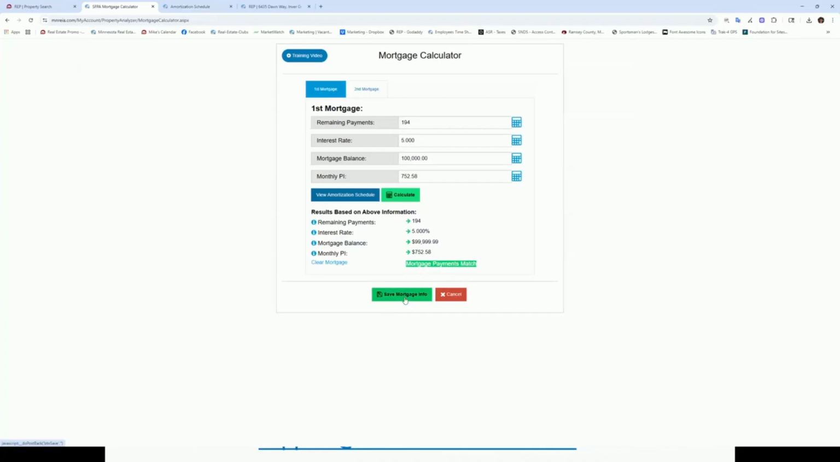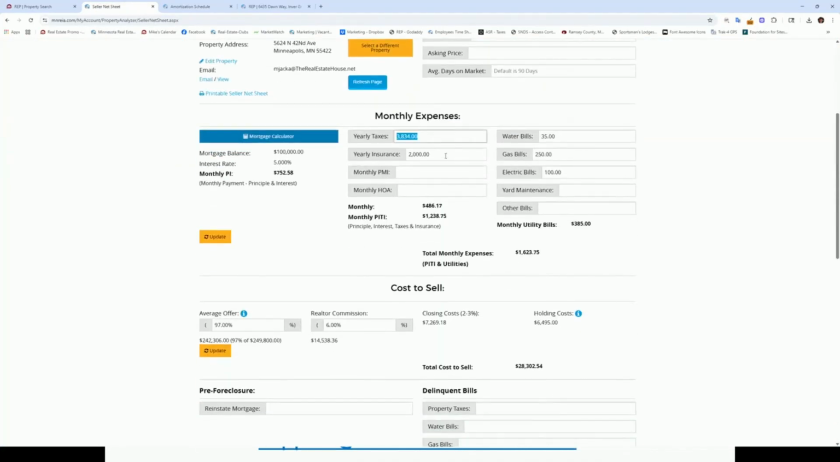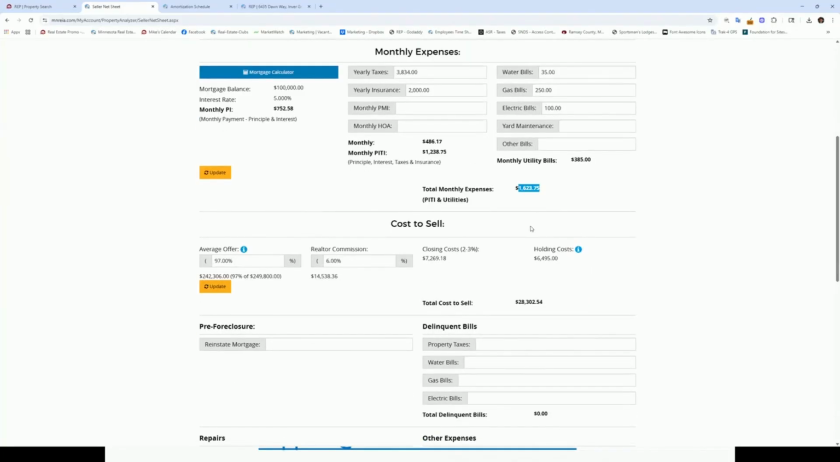This particular one is just tied to the seller net sheet. Then we figure out, okay, what's the annual taxes? What's the insurance on the property? What are their utilities? Right? And that adds it all up and says, okay, their total monthly holding cost on the property is $1,623 a month.